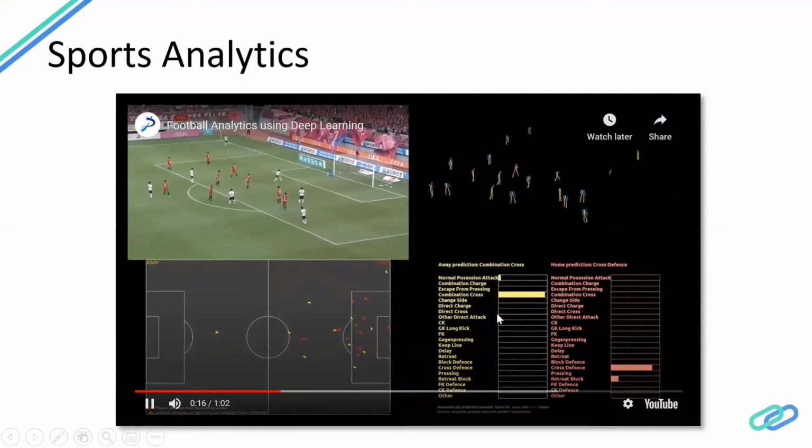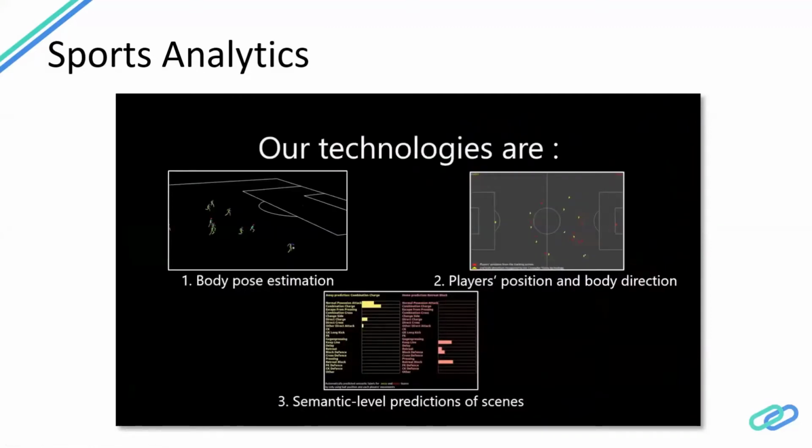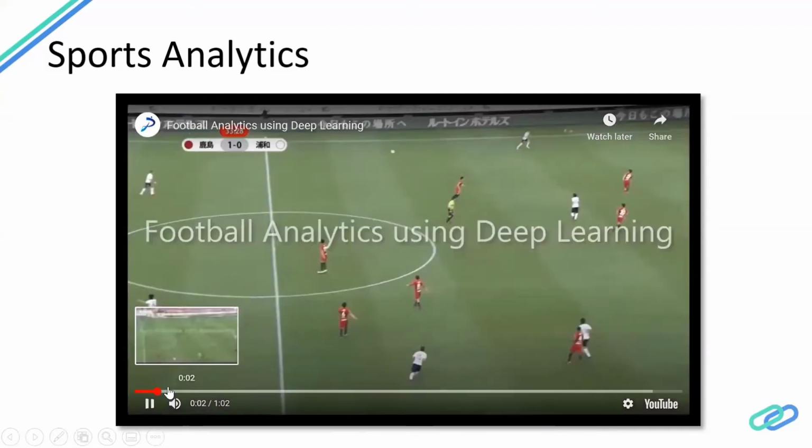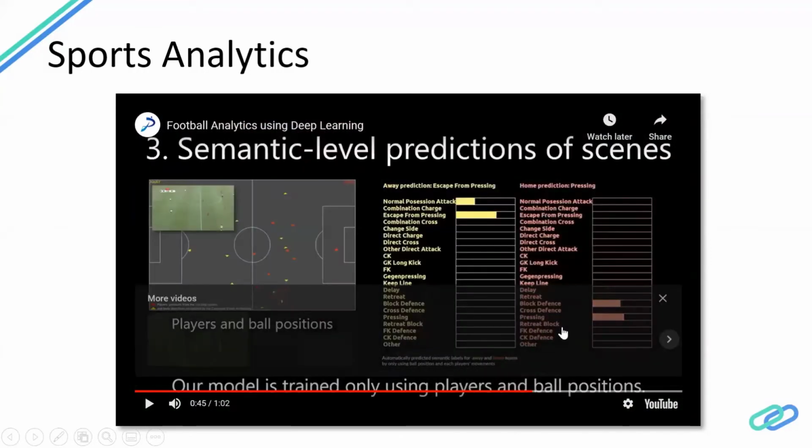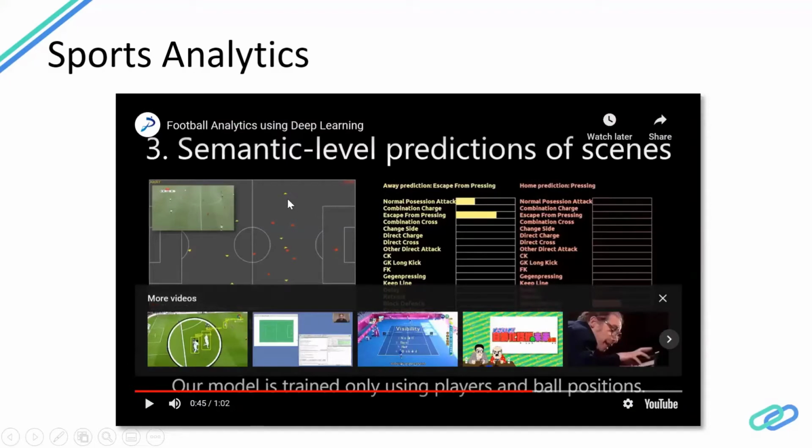And as you see here, the metrics are calculated in real time, where all these metrics and the players are calculated and shown in real time as the video is playing. So this is a very interesting use of computer vision, and it is a good example of showing the capabilities of computer vision.